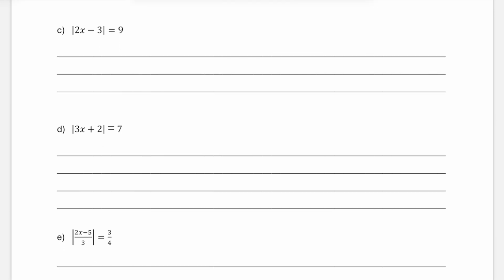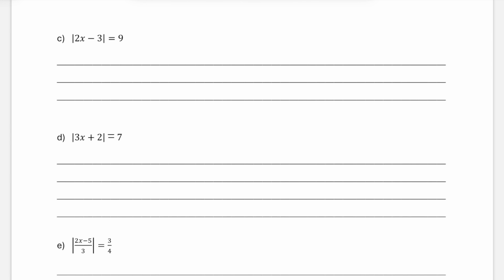If we look here at C, we're going to have, again, a positive and a negative solution. My positive will be 2x minus 3 is equal to 9, and then I solve like a regular equation. And same with my negative, so 2x minus 3 can equal minus 9, and then solve like a regular equation.